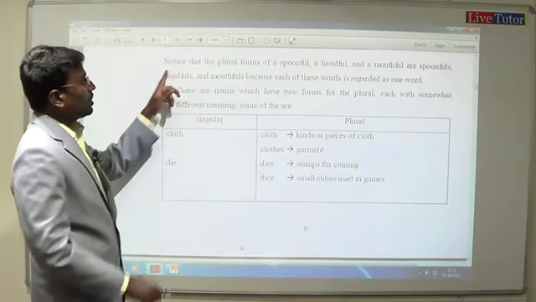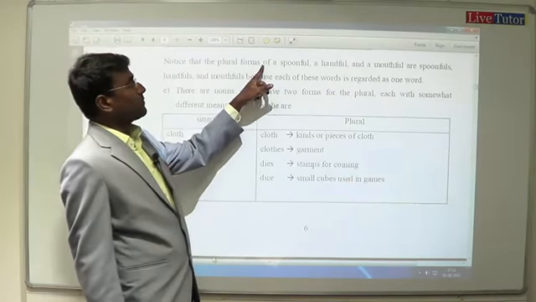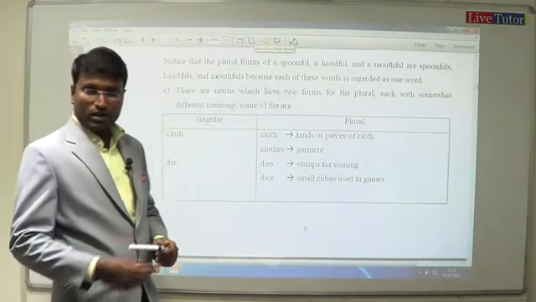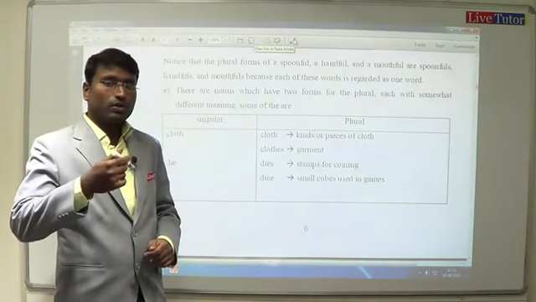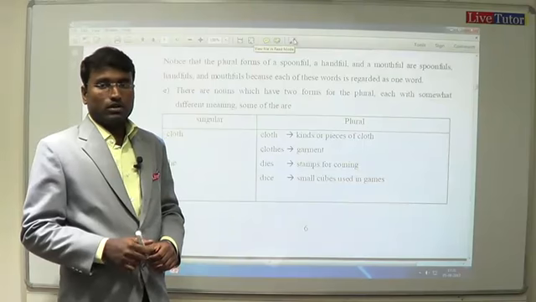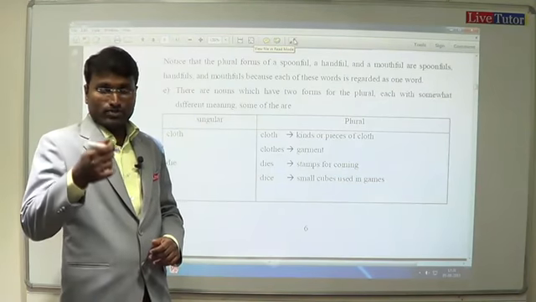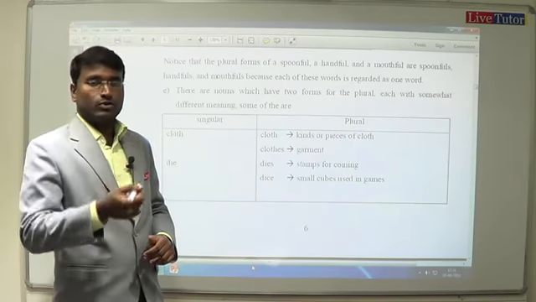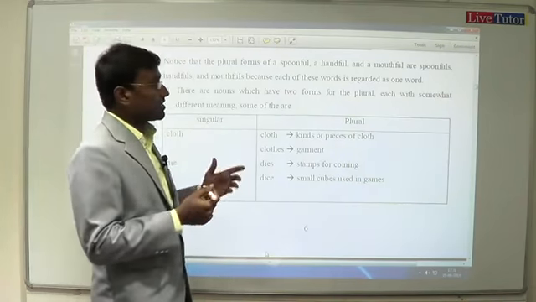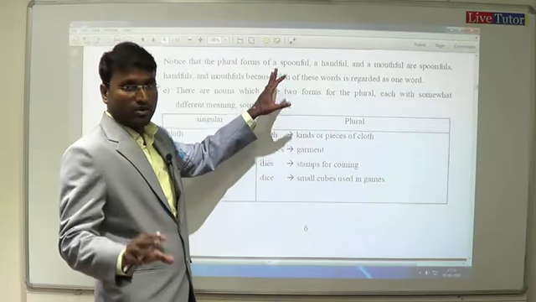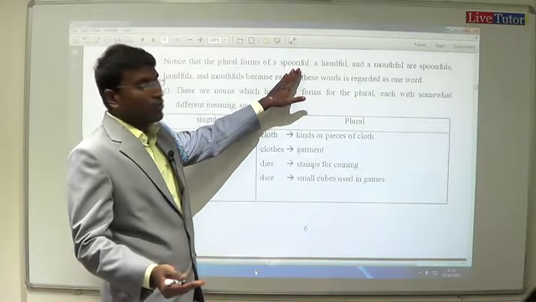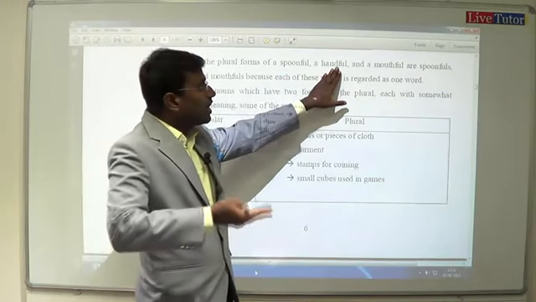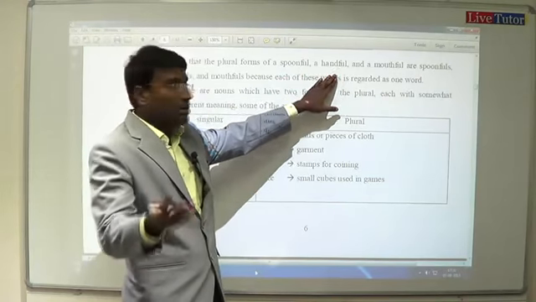Now, please notice the plural forms of a spoonful. Spoonful, you know, right? You do sometimes take medicines in the spoon, right? That is a spoonful. A spoonful is not a big complex word. It is a very simple one. Spoonful means full of spoon. Okay, you take a full spoon. Then handful, a handful means a hand full.